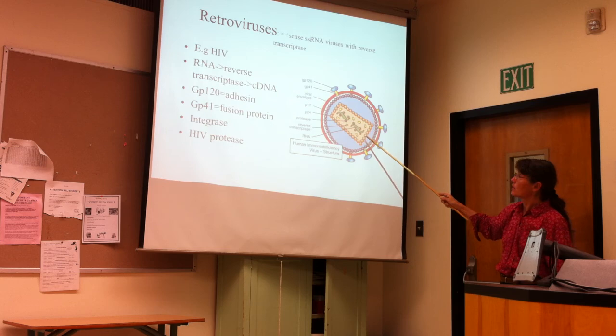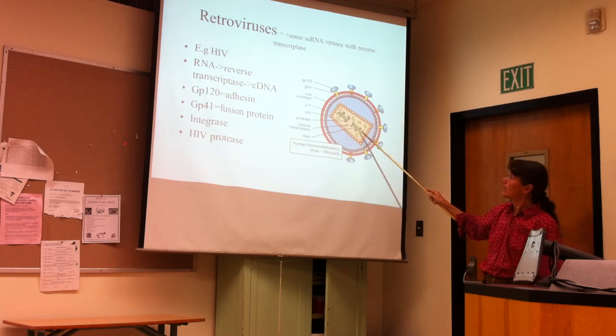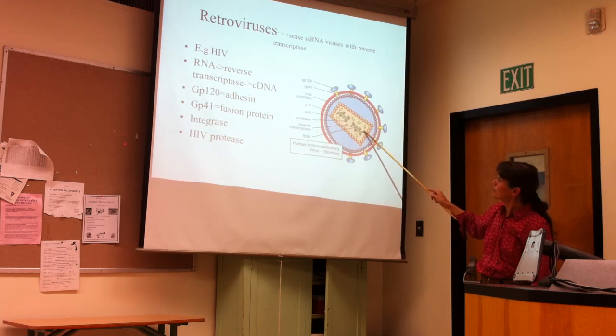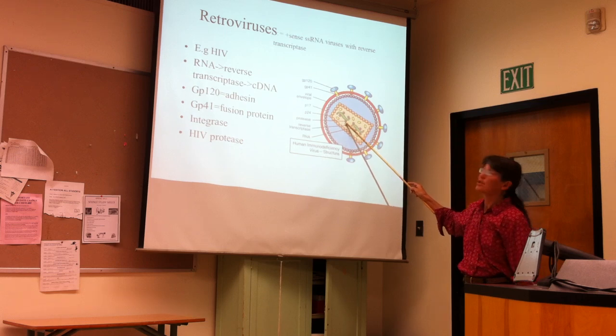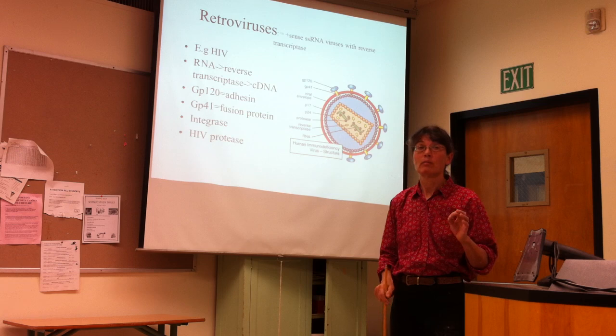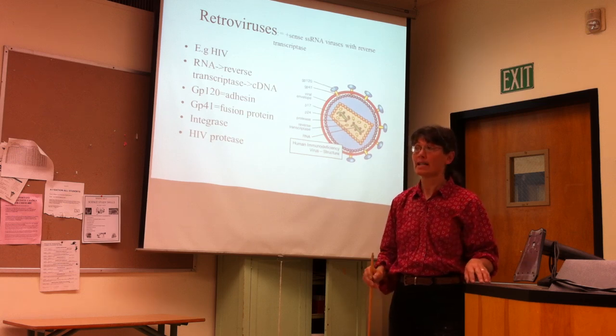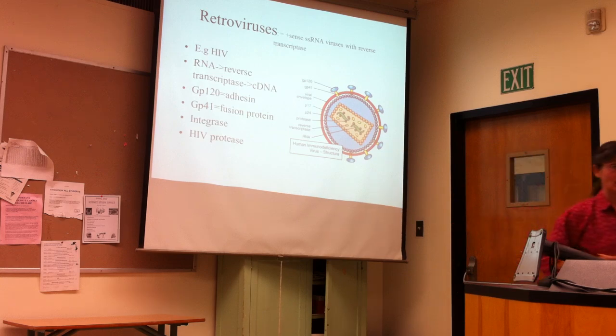Also, the HIV virions come pre-packaged with reverse transcriptase, this little yellow blob. They have integrase pre-packaged, and then next time we'll also be talking about HIV protease, which is another enzyme essential for HIV replication, another great target for anti-HIV drugs. So we'll continue this discussion, you guys, on Thursday.